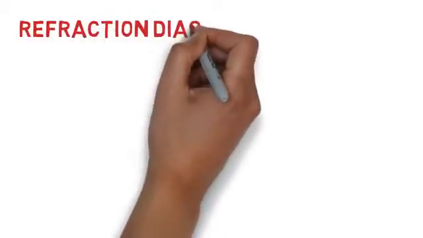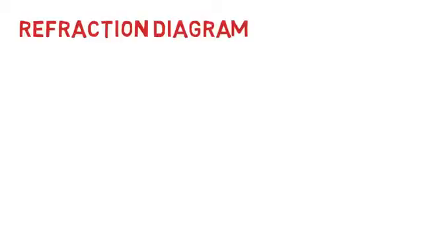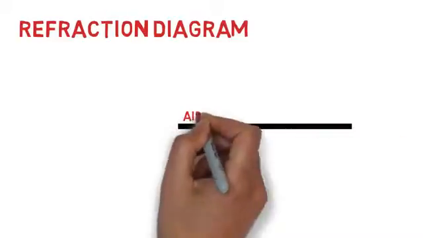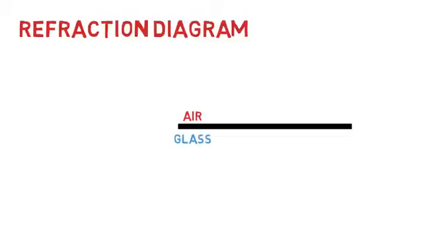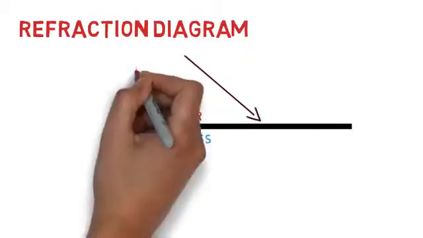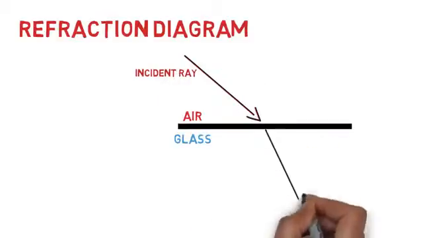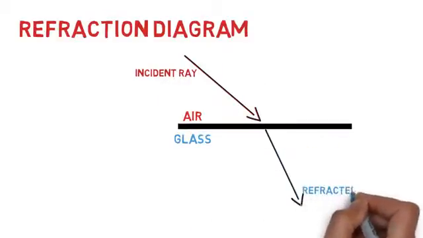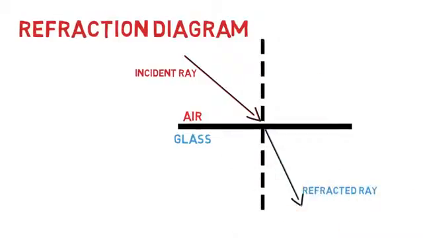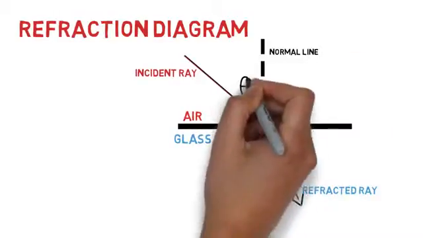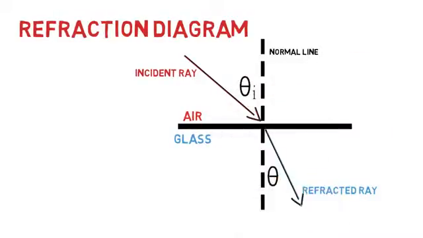Next, we'll talk about refraction diagrams. Refraction, or the bending of a light wave, occurs when the light wave crosses a boundary into a new medium. In this diagram, for example, we have a boundary between air and glass. Approaching the boundary, we have an initial light ray, known as the incident ray, that upon passing the boundary changes direction and is now known as a refracted ray. Once again, at the point of incidence, a perpendicular normal line can be drawn, which creates an angle of incidence and an angle of refraction.